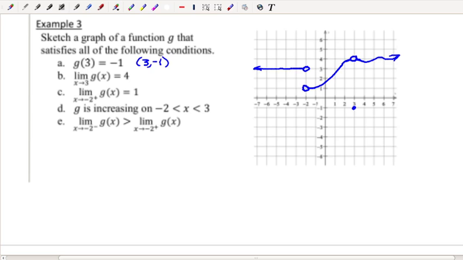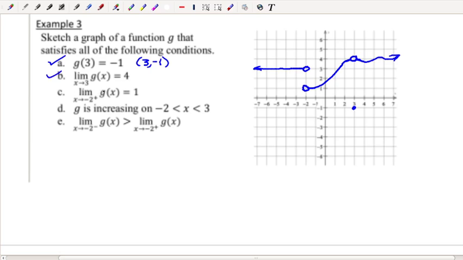Okay, let's double check all our conditions and make sure that we actually did do what we're supposed to do. So g of 3 equals -1. So if I go to 3, I'm actually defined at -1. Check, got that one. The limit of g of x as x approaches 3 is 4. So as I take the limit as I approach 3, I actually get to the y value of 4 from both directions. So check, yep, we got that figured out.